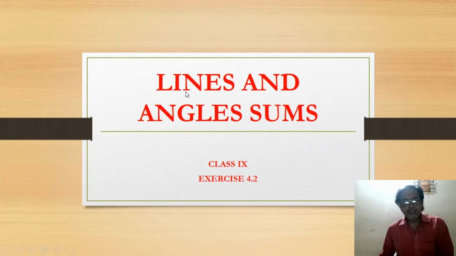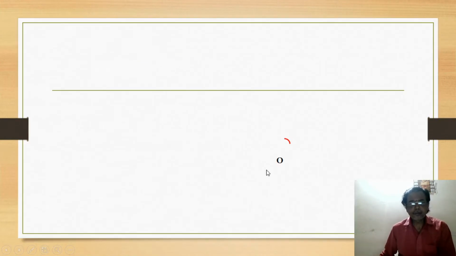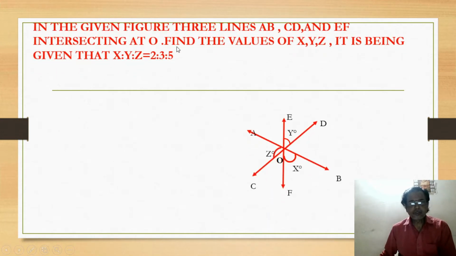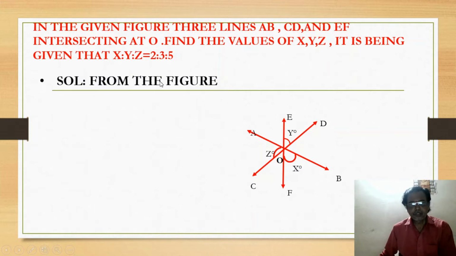Now let us see, children, Lines and Angles sums, Class 9, Exercise 4.2. In the given figure, three lines AB, CD and EF intersect at O. Find the values of x, y, z. It is given that x : y : z is equal to 2 : 3 : 5. From the figure, we can write 2x plus 2y plus 2z is equal to 360 degrees. So how can we write this equation?